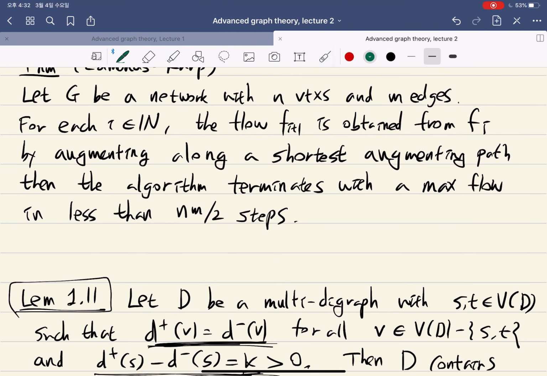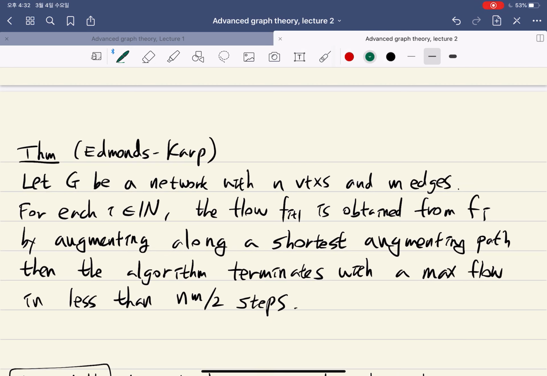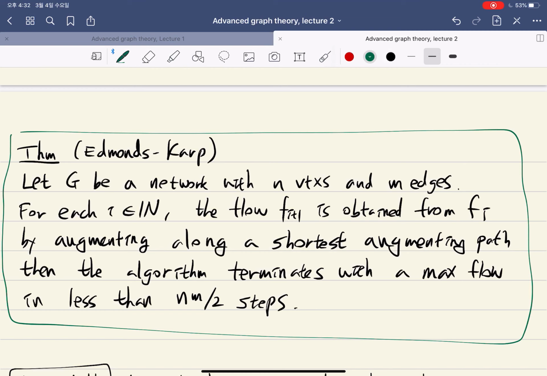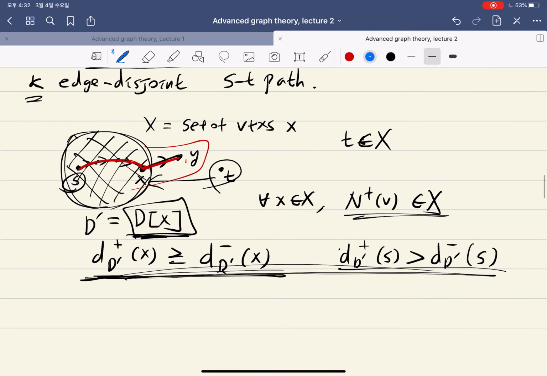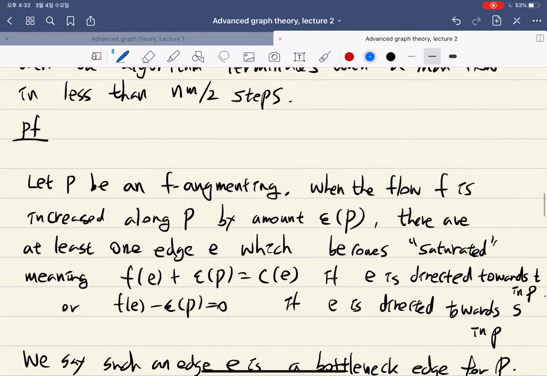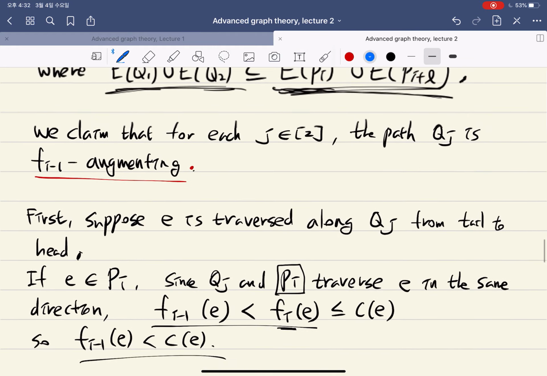In that case, we can actually do better by taking the shortest augmenting path every time. You take the shortest augmenting path and you augment by that path, and then for the new flow, you find the shortest augmenting path and you augment, and you keep doing that. And then we proved that that algorithm actually works.